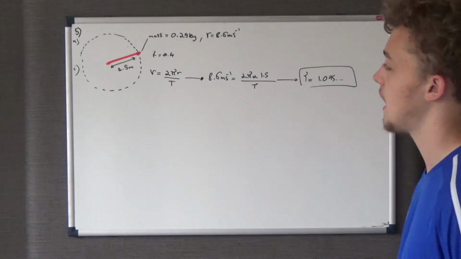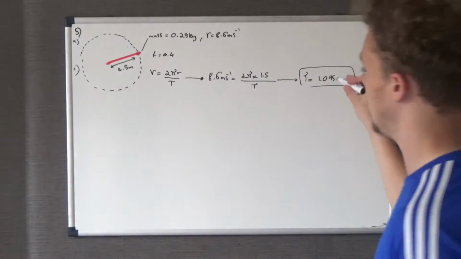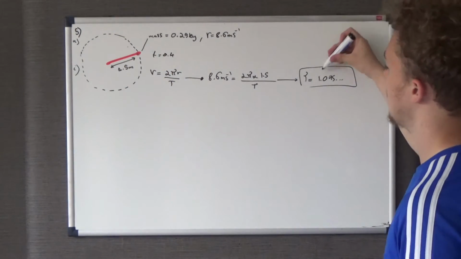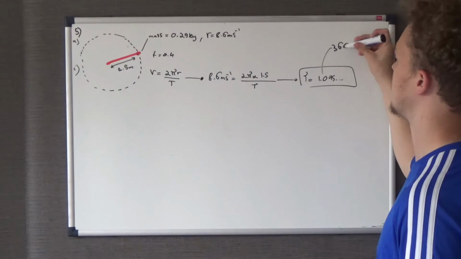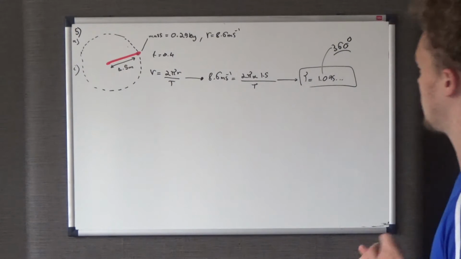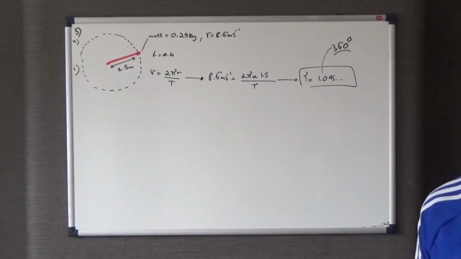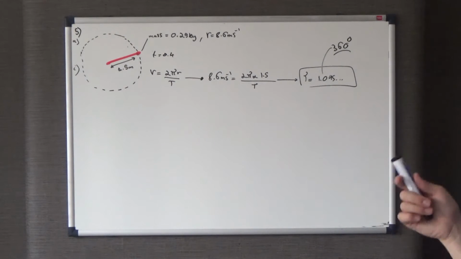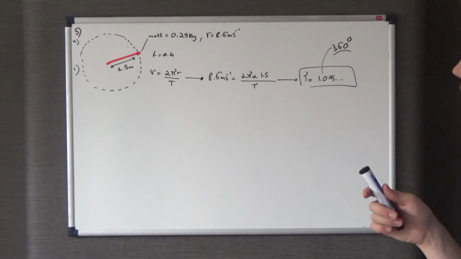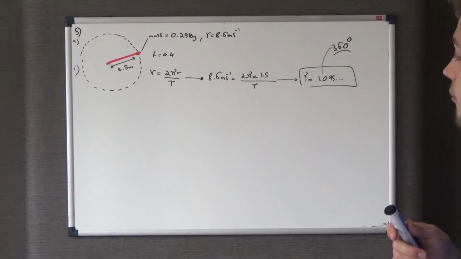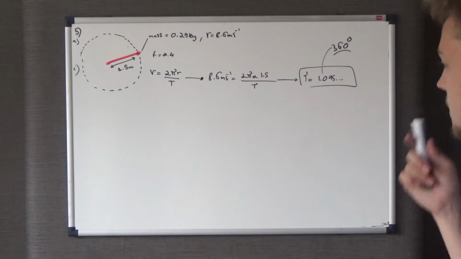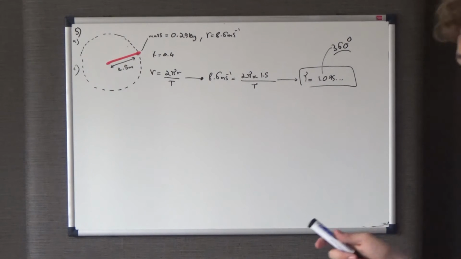Okay, we know that's a time period, and in that time period, you could say that it covers 360 degrees. So for it to cover 360 degrees, it needs 1.095 seconds. Sorry, how many angles does it cover in 0.4 of a second if in 1.095 it covers 360?